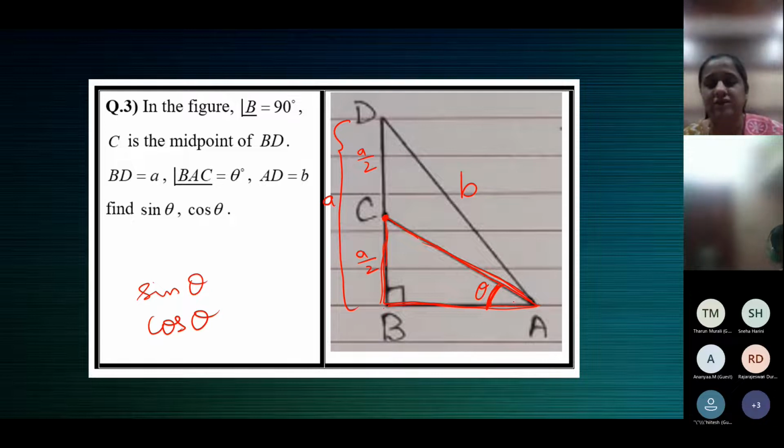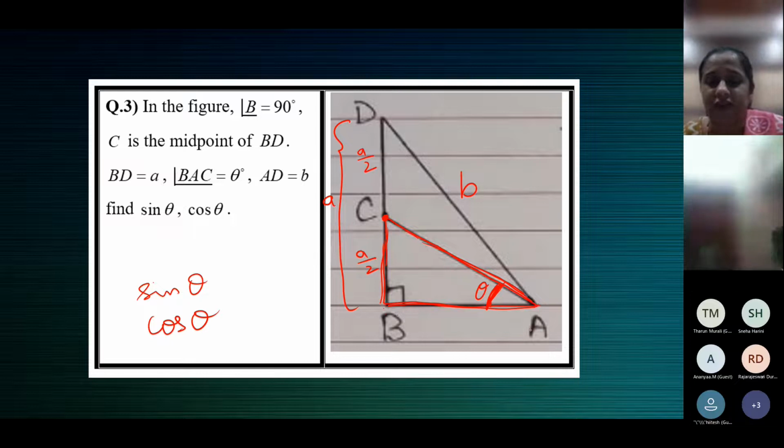In order to define the T ratios with respect to angle theta of this triangle ABC, you need to know the length of the sides of this triangle. So you need to find AB, BC you already know is A by 2, and you need to find AC. So that is the first task. You cannot directly find sine theta and cos theta. To find them, you need to know the sides of the right triangle in which theta is an acute angle.